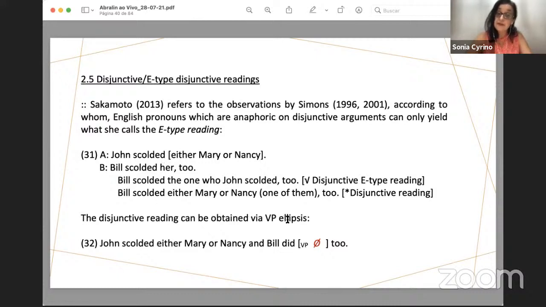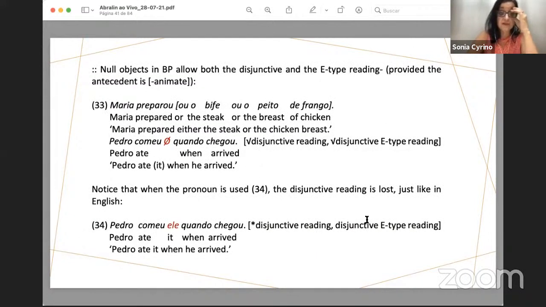But if you have VP ellipsis, you have the disjunctive reading. "John scolded either Mary or Nancy, and Bill did too." So Bill scolded either Mary or Nancy. So the disjunctive reading is possible in ellipsis, but not when a pronoun is used. And null objects in Brazilian Portuguese behave exactly the same as ellipsis.